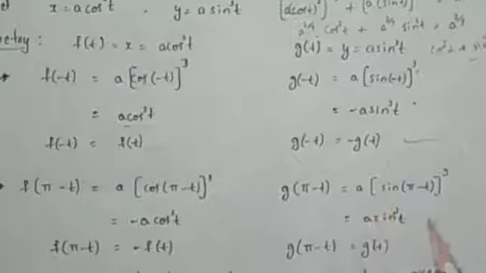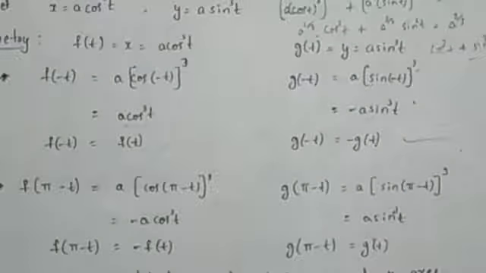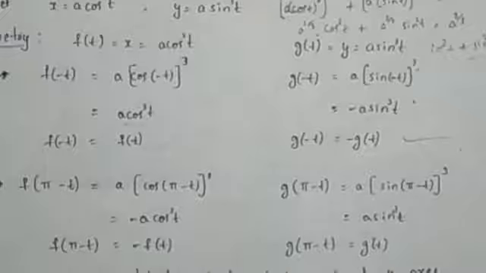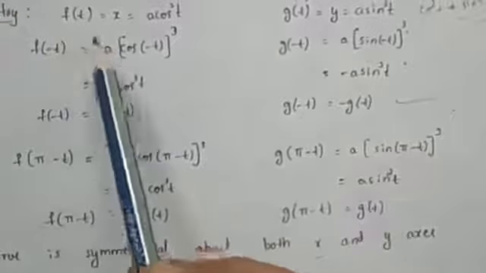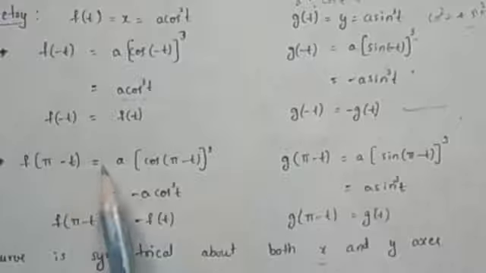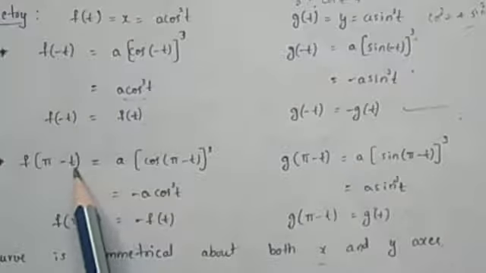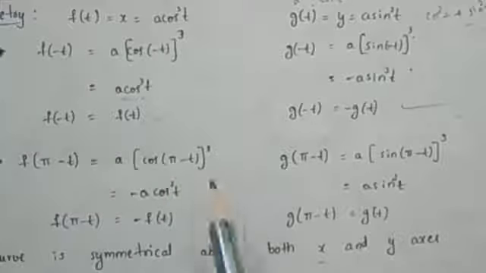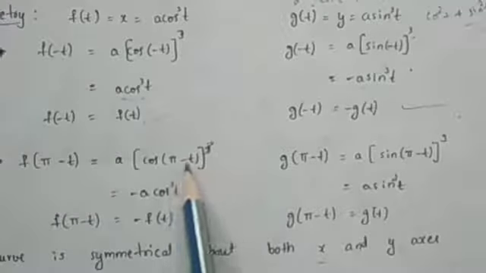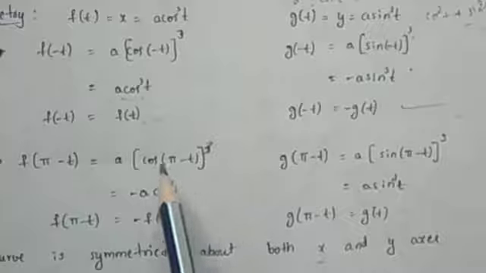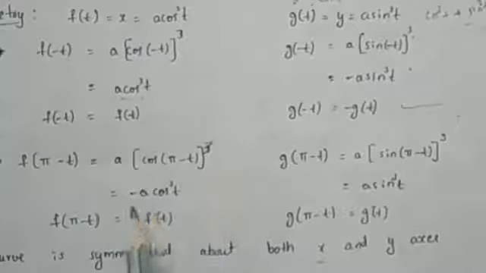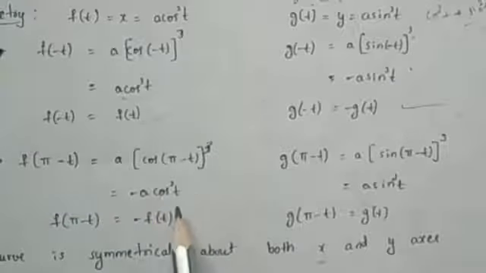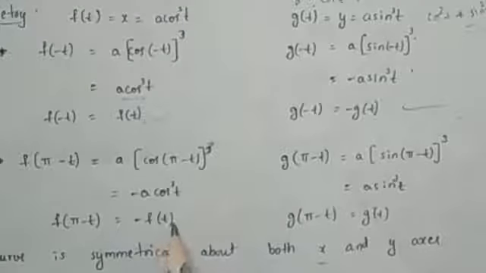Therefore, the curve is symmetric about x-axis. Replacing t by pi minus t, you get f of pi minus t, which is equal to a into cos of pi minus t whole cube. Cos of 180 minus t is minus cos t, so you get minus a cos cube t, which is minus f of t.